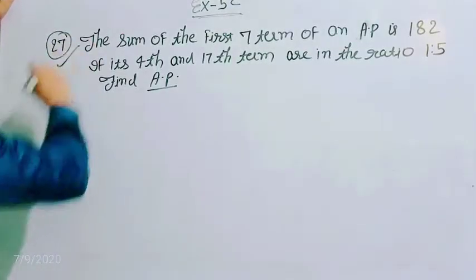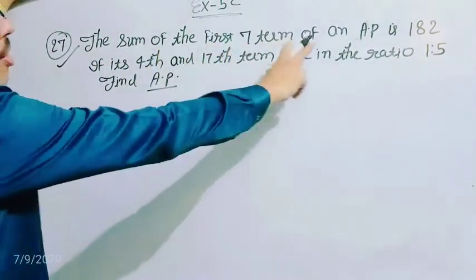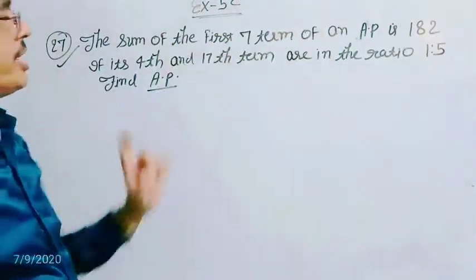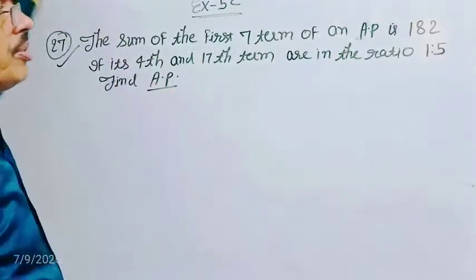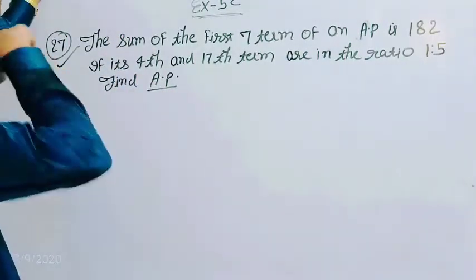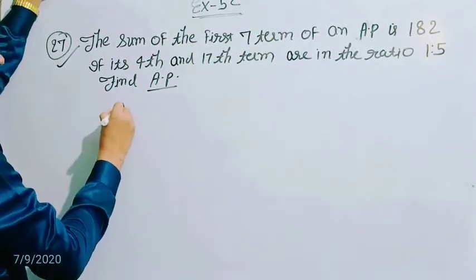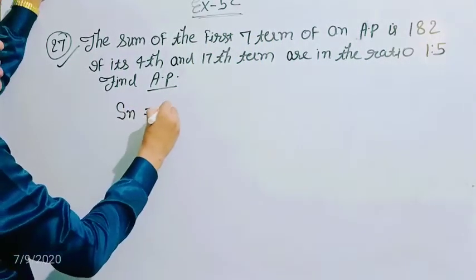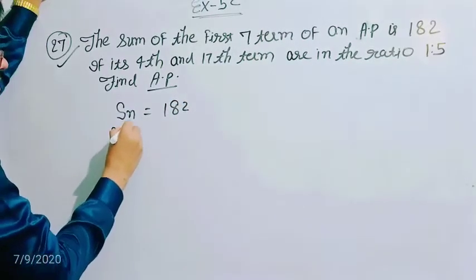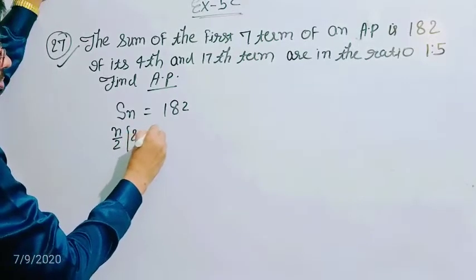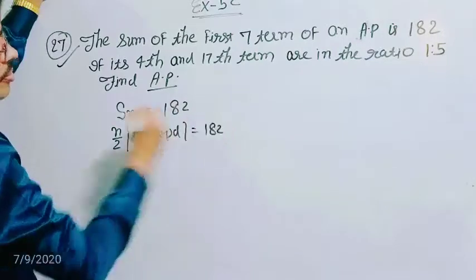Now see question number 27. The sum of the first 7 terms of an AP is 182 and its 4th and 17th terms are in the ratio 1:5. Then find the AP. First, it is given the sum of the first 7 terms. That means Sn is given as 182 and you write the formula n by 2, 2a plus (n minus 1) into d is equal to 182.